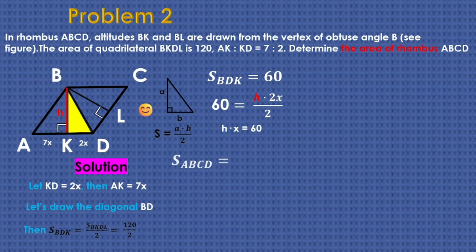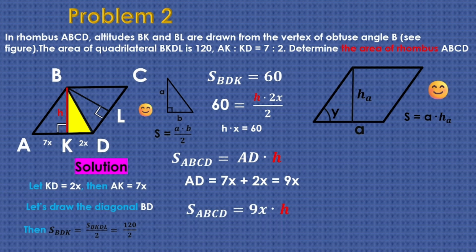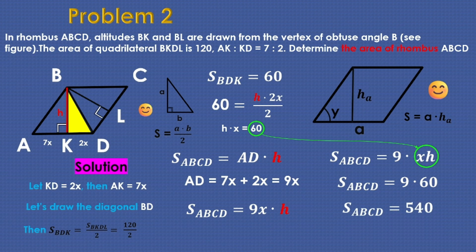Then in order to find the area of ABCD, we must use the formula as we find the area of a rhombus by side and height. So S_ABCD equals AD times h. First, let's calculate the length of side AD, which is equal to 7x plus 2x equals 9x. Then substitute 9x into this formula, and we will have that S_ABCD equals 9x times h. We see x near h. We already have their product is 60. Therefore, we substitute instead of xh 60, and we have that the area is equal to 9 times 60 equals 540, and this will be the answer.